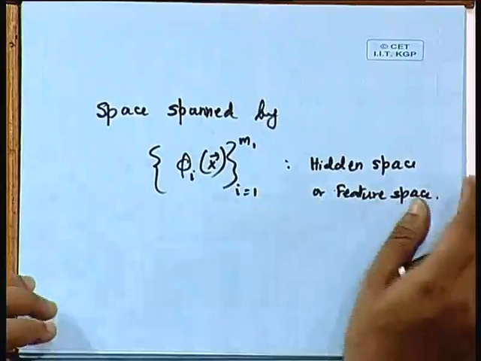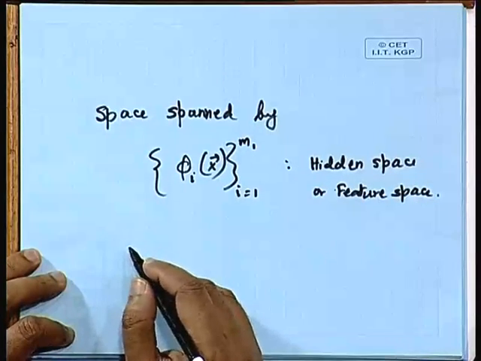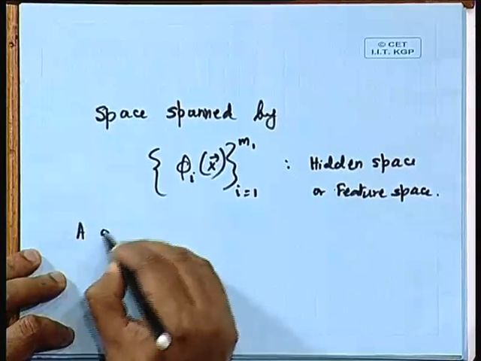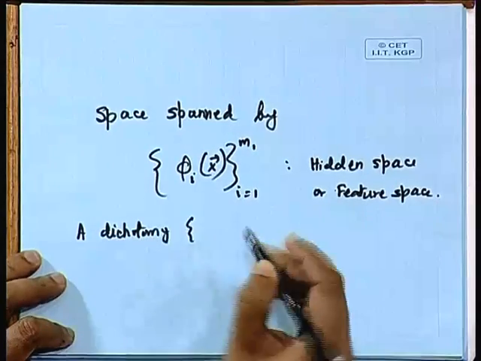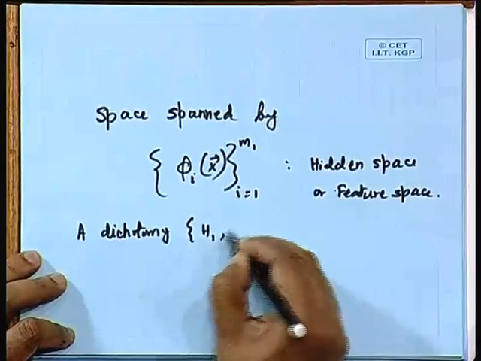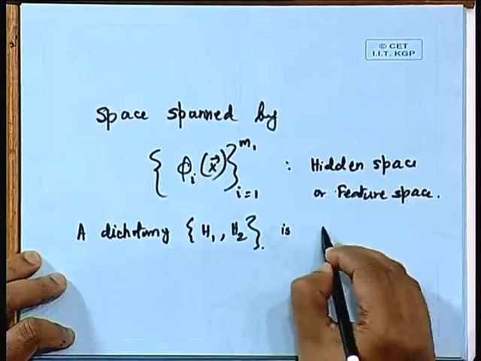Now, you have got this set of functions, or what you can say as the hidden functions, spanning a hidden space of m1 dimension. Now, we can say that a dichotomy H1, H2, because we have got only 2 classes over here, is phi separable.